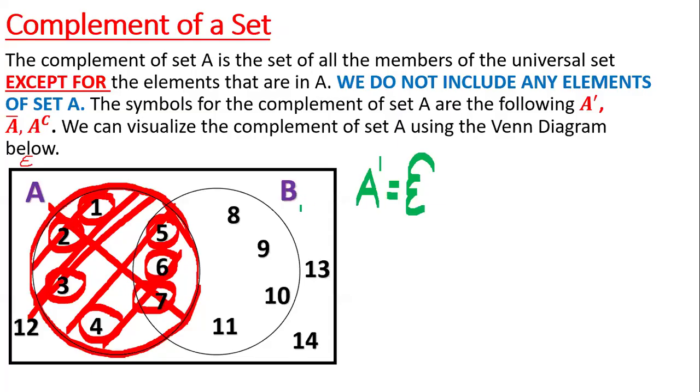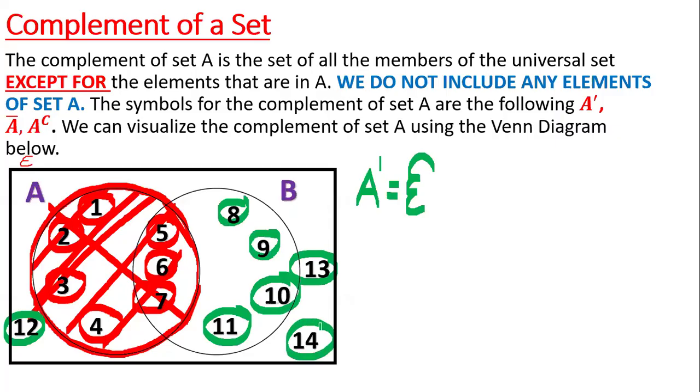So what is going to be? Tell me. 8. Okay, so we could include 8. What else could we include? 9. We could include 9. 10. Why can we include these? Because they're not inside of A. Right? 10, we can include 10. 11, we can include 11. 12, we can include 12. What else? 13, we can include 13.